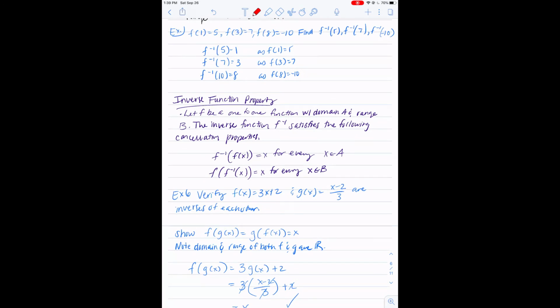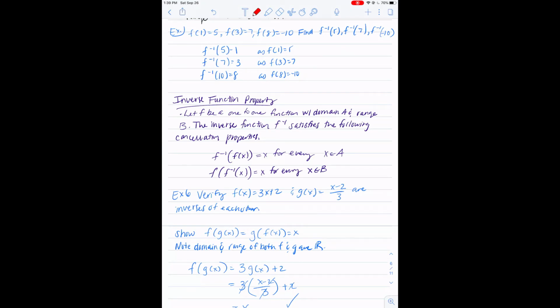So for example, we have f(1) equals 5, f(3) equals 7, f(8) equals -10, and we want to find the inverse: f inverse of 5, f inverse of 7, and f inverse of -10.